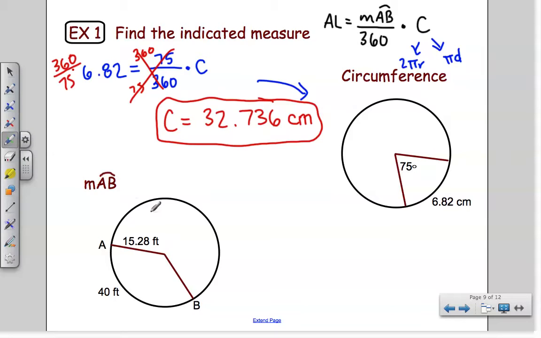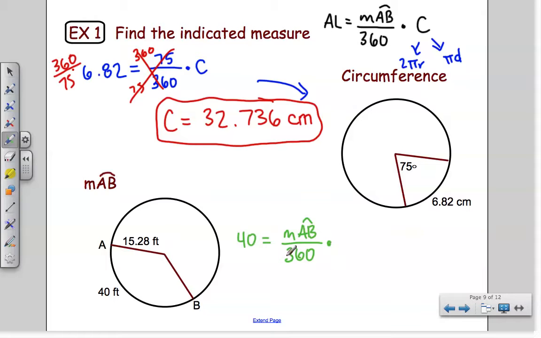In this next example, I want to find the measure of arc AB. So I need the central angle measure or the arc measure. I know the length of arc AB is 40 feet. I know the radius of the circle is 15.28 feet. Use the formula. I know the length of an arc. I know the length of arc AB is 40 feet. So 40 equals the measure of the arc out of 360. Well, I'm looking for the measure of the arc. Measure of arc AB is unknown out of 360.